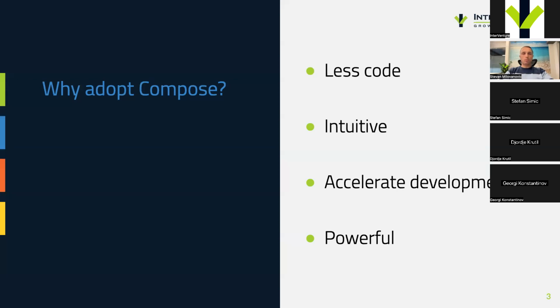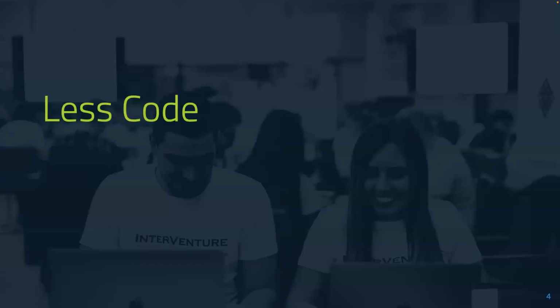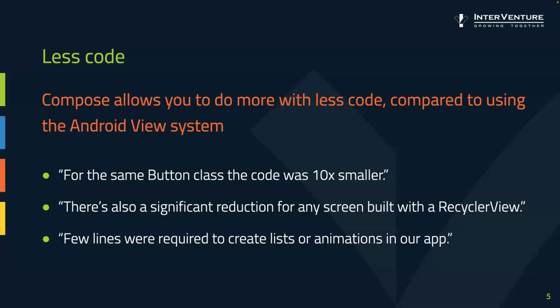So here are the main benefits. Why should you adopt Compose, as advertised by Google? We will go through them and try to explain each in depth with some examples from the code. The first benefit is that they say that with Jetpack Compose, you will need less code to achieve the same result you would with the view system.